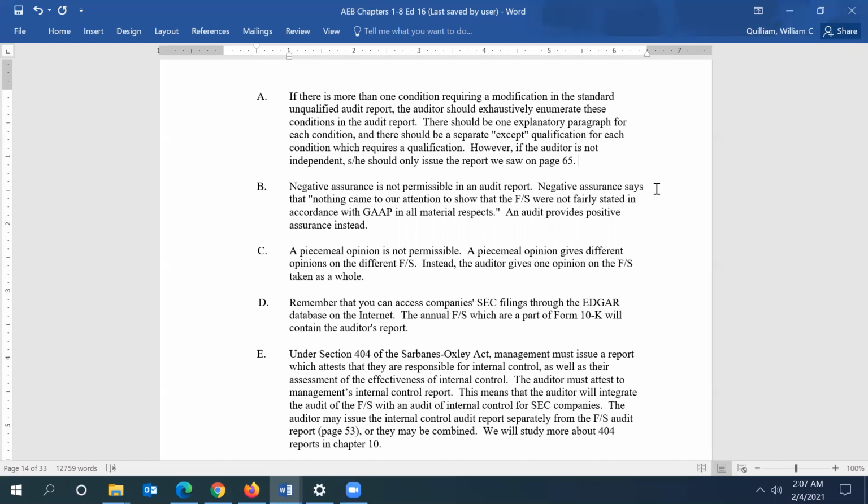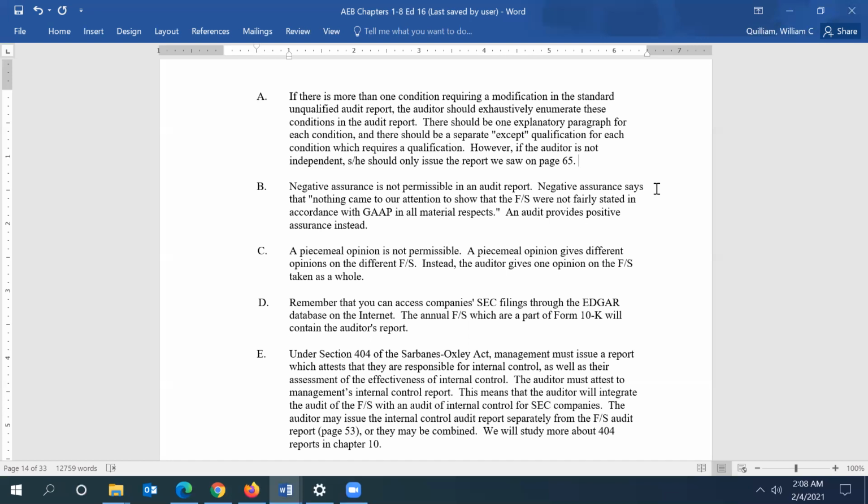Well, then, the auditor also issues a type of 404 report. So the auditor must attest to management's internal control report. And this means the auditor is going to integrate the audit of the financial statements with an audit of internal control for SEC, or publicly traded, companies. And the auditor may issue this report about internal control separately from the financial statement audit report, or they could be combined.